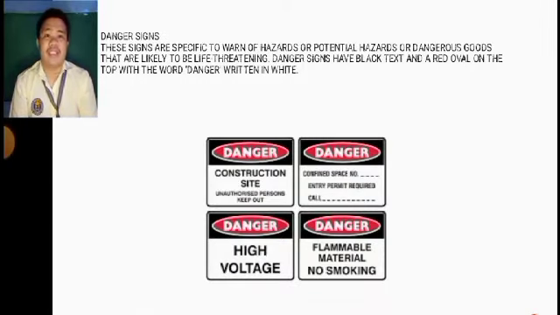Next is danger signs. These signs are specific to warn of hazards or potential hazards or dangerous goods that are likely to be life-threatening. Danger signs have black text and a red oval on the top with the word danger written in white.